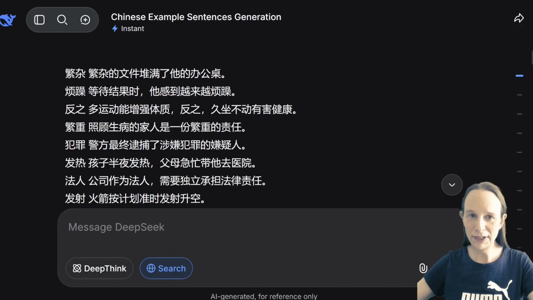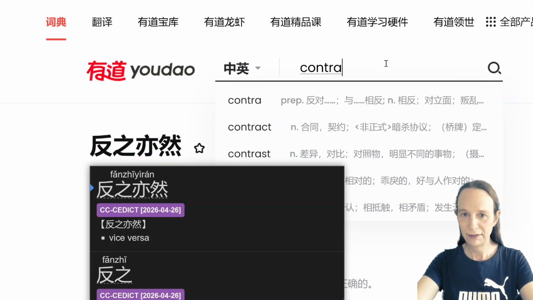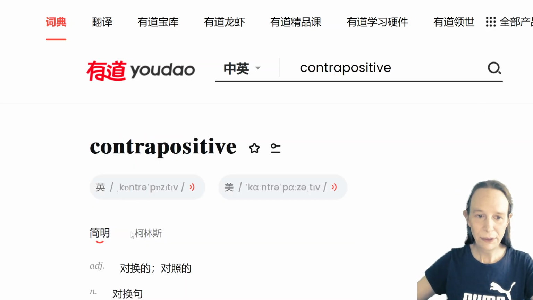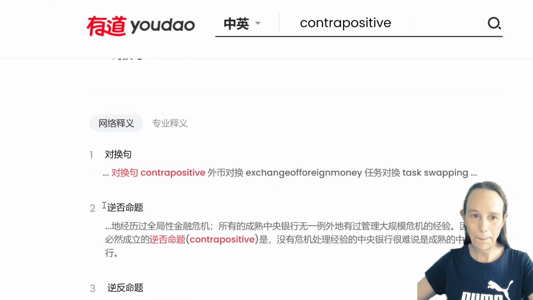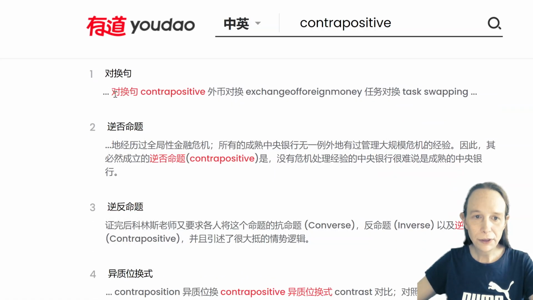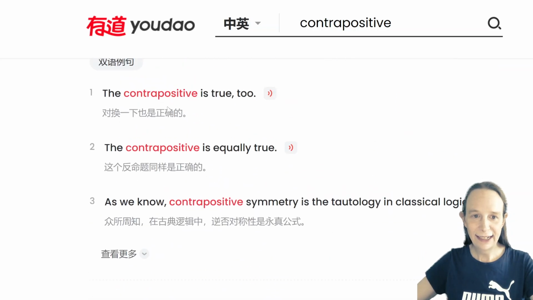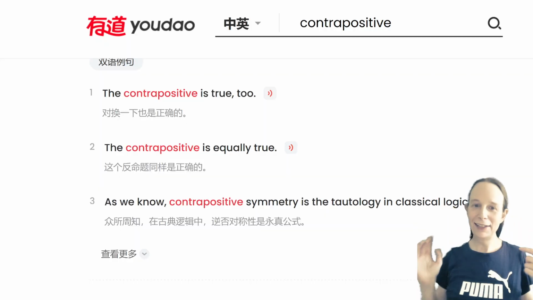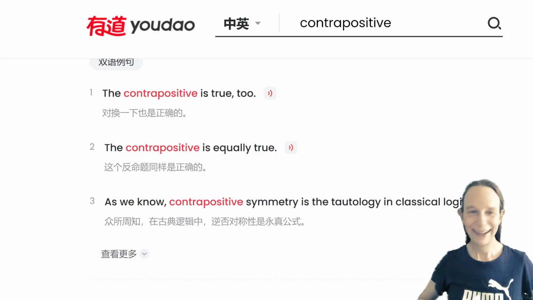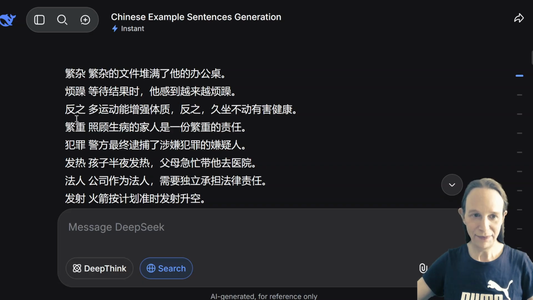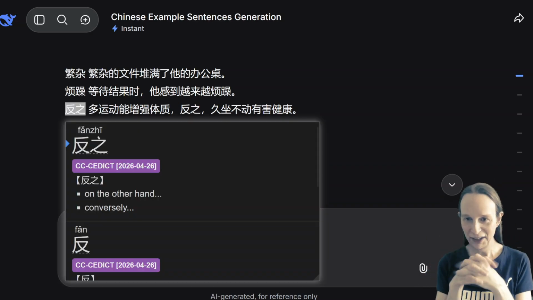Actually, how do you say contrapositive? 逆否命题. The contrapositive is true too. The contrapositive. So if A is true, then the contrapositive is true, right? All right. Anyway, so 反之 is converse.